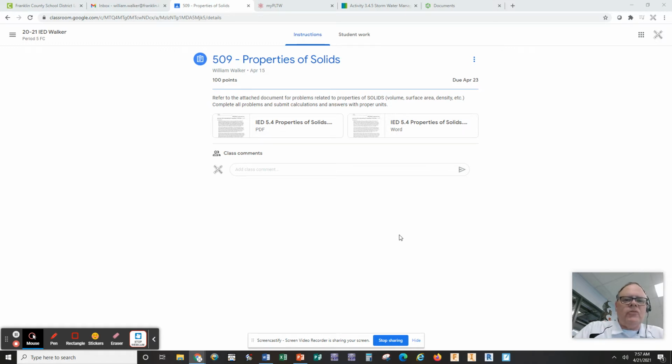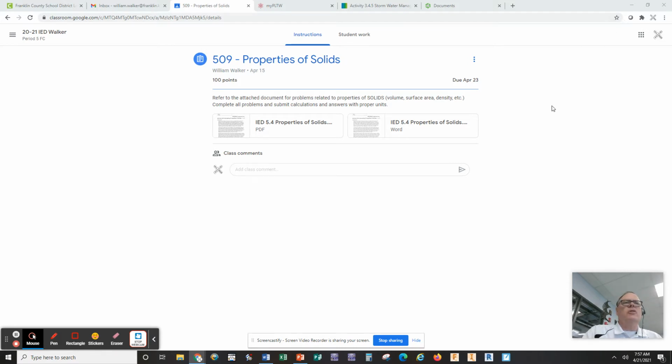One of the aspects of engineering that a lot of students don't like to deal with is when you have to solve equations and formulas to come up with answers to problems that exist in the real world. One of these is the properties of solids, which is assignment 509. That's for both in class and virtual.